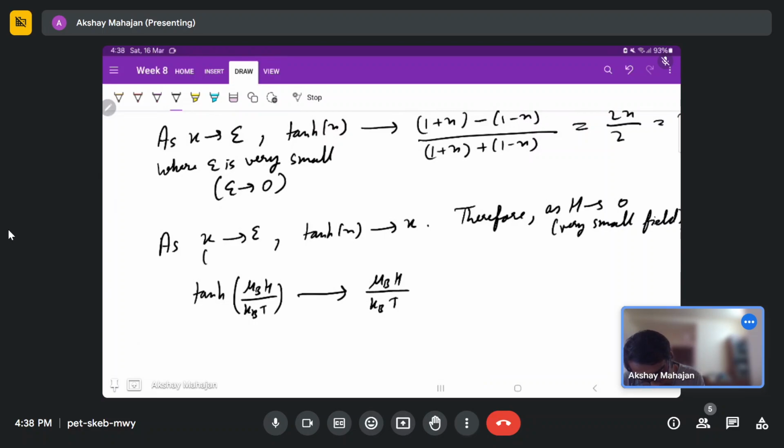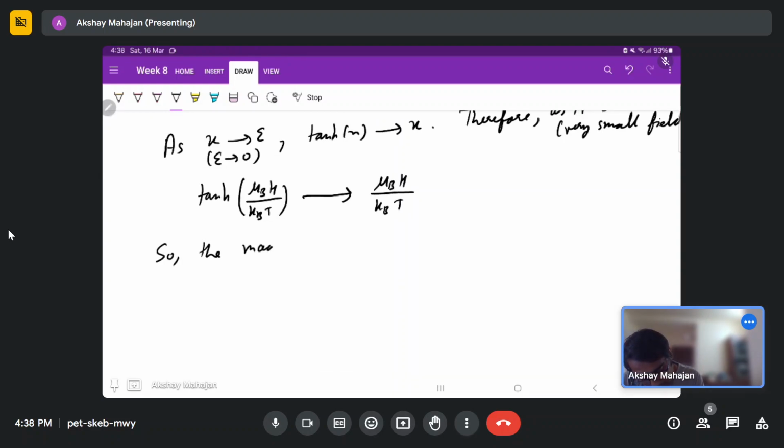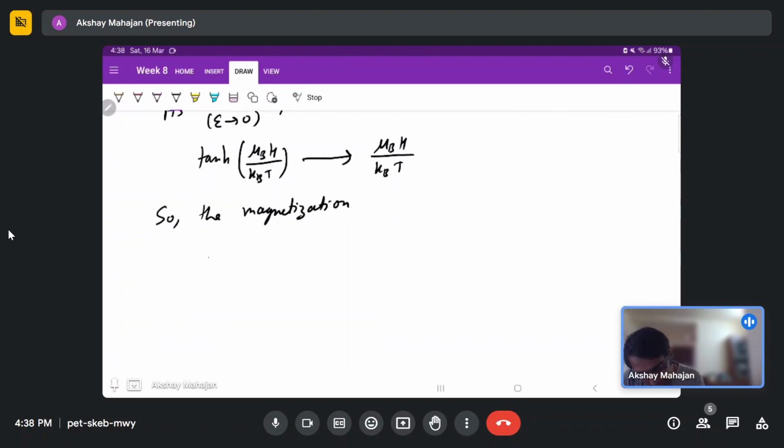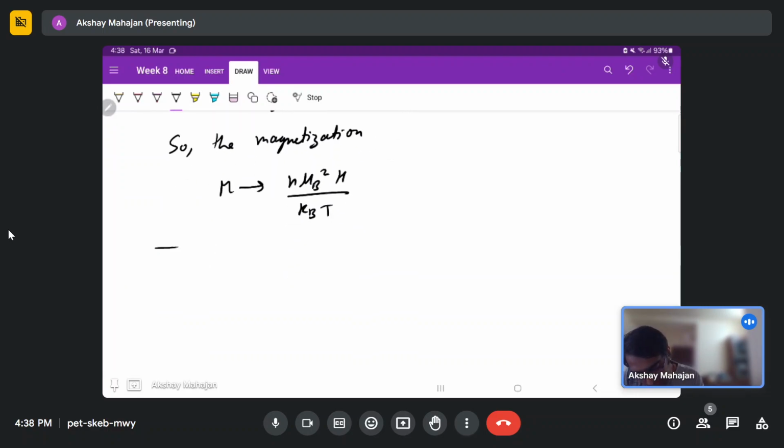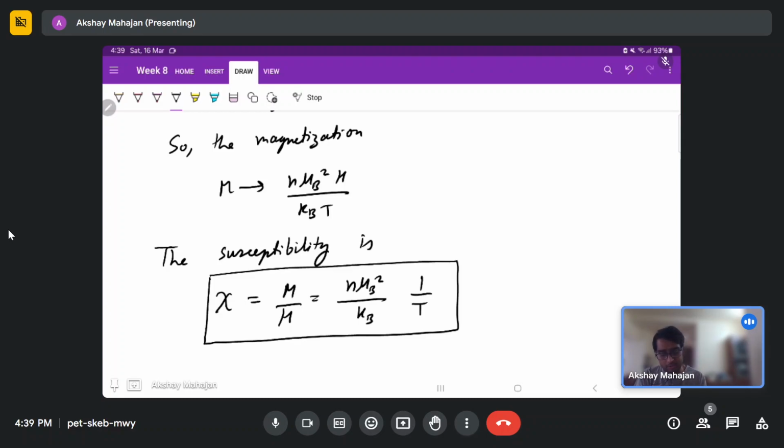Let me just write it as this sentence. So now the magnetization M will tend towards N times mu_B squared H upon k_B T. So the susceptibility is chi equals M by H, which is equal to N times mu_B squared by k_B times 1 by T. Susceptibility is given by M by H, so that will be equal to N mu_B squared by k_B into 1 by T.